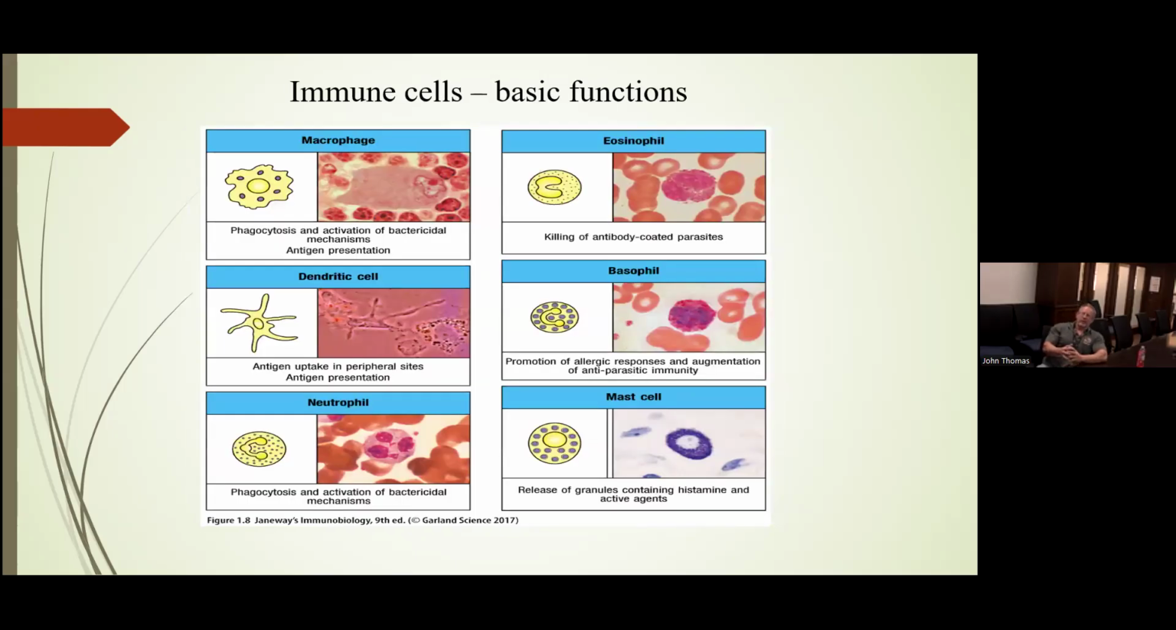So just taking a look at some of the basic functions of the cells of the immune system, and I like to put this graph up here because this gives you the ability to kind of correlate what the actual image of the cell looks like compared to the cartoon that we use to represent what the cell looks like. So if we look at the top, we see macrophages.